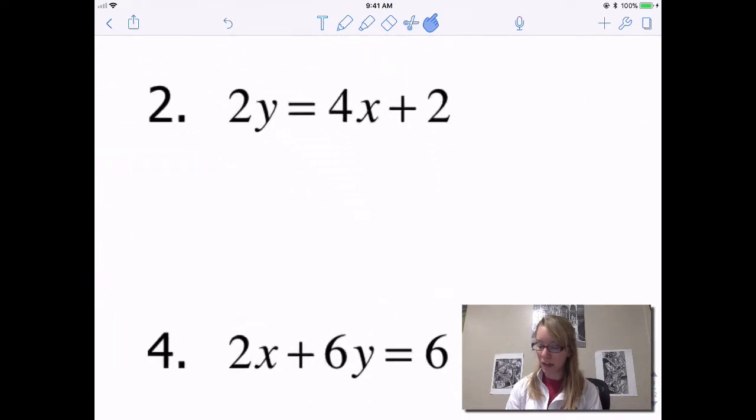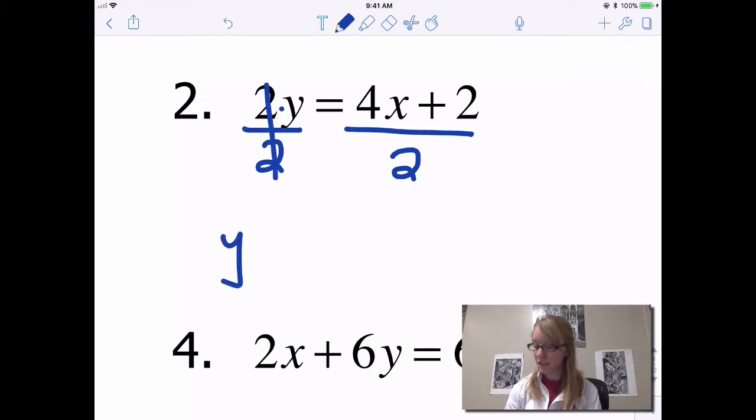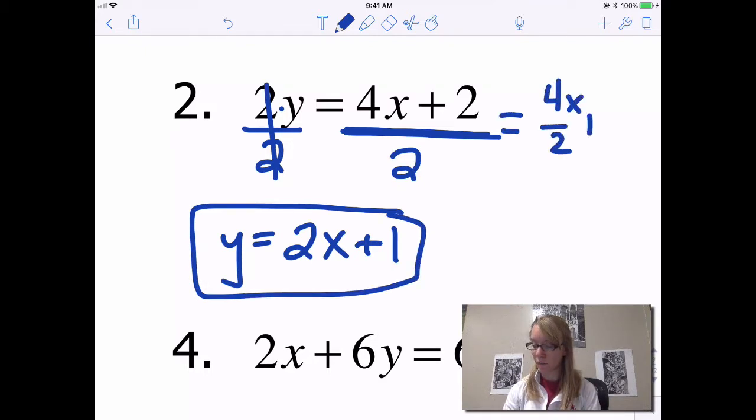Number 2, I have 2y equals 4x plus 2. Again, I have something times y. So to undo that 2, I divide by 2 on both sides. Now the thing to remember about that right side is I'm dividing the entire side by 2. So I have to divide 4x by 2, so I get 2x, and then also 2 by 2 and get 1. So you got to think about this as like 4x over 2 plus 2 over 2, and then simplify.